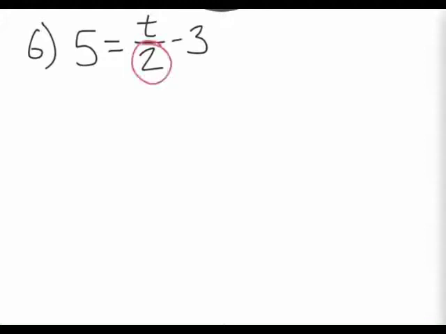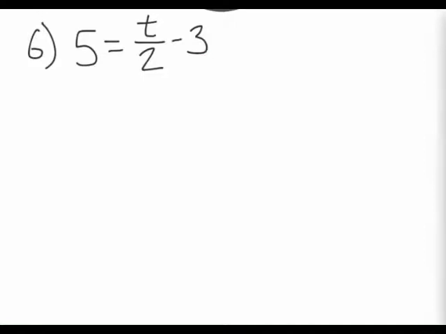How about 5 equals t divided by 2 minus 3? All right, so we have 2 numbers that we have to move to the other side of the equation in order to isolate the t. We have to move the 2 and we have to move the 3 to the other side of the equation. Which one do we move first? Well, using my rationale of working your way in toward the unknown, it looks like 3 is going to be the one that we move to the other side of the equation first.